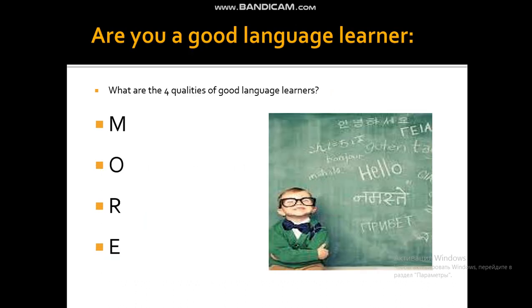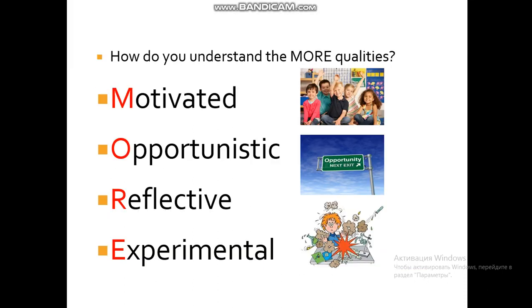So, if you would like to learn language more effectively, you should be MORE. Okay, dear student, what do you think this MORE abbreviation stands for? The MORE abbreviation stands for motivated, opportunistic, reflective, and experimental. Let's talk about them a bit. Motivated quality. Think why you're learning and how you can benefit from it in the future. Make specific and personal aims. Look for exercises and tasks which you find motivating, and find the language area or topic you want to learn.